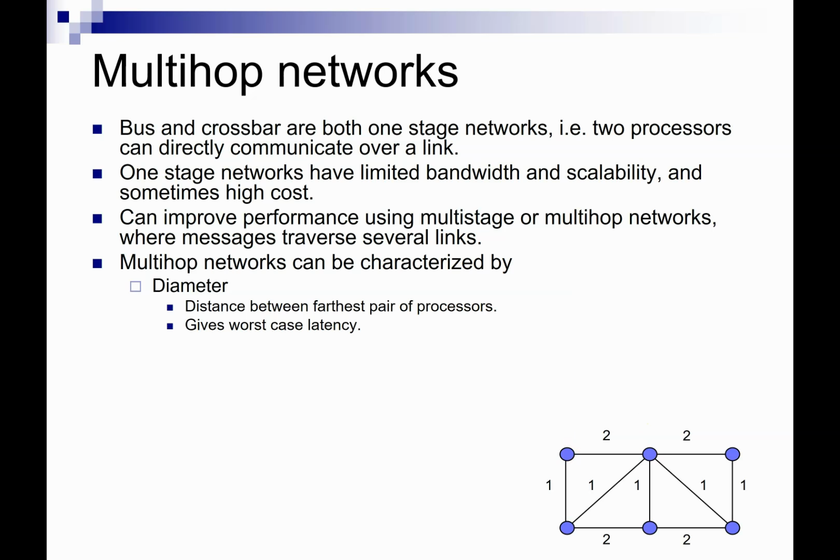Now, we want to look at the performance of these multi-hop networks, and there are several ways to do this. One is by looking at the diameter of the network. The diameter is the distance between the farthest pair of processors in the network. For example, here the diameter of this network would be 2 because the farthest pair of processors, for example this pair, needs to go through 2 hops.